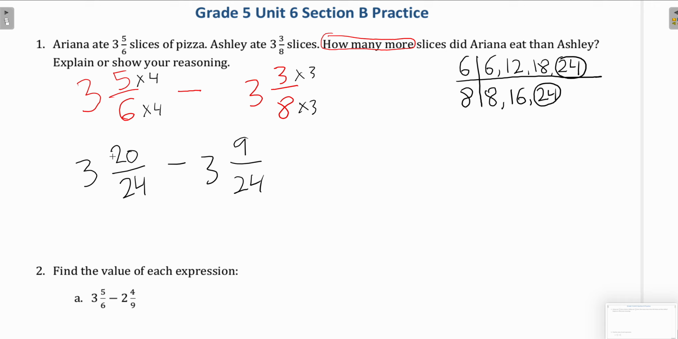So let's subtract these numerators here. 20 minus 9, and that's going to give us 11. So 11/24 is the answer because 3 minus 3 is 0, so there's no whole number here. So 3 and 20/24 minus 3 and 9/24 equals 11/24, and that is the difference. That is how many more slices Ariana ate than Ashley.